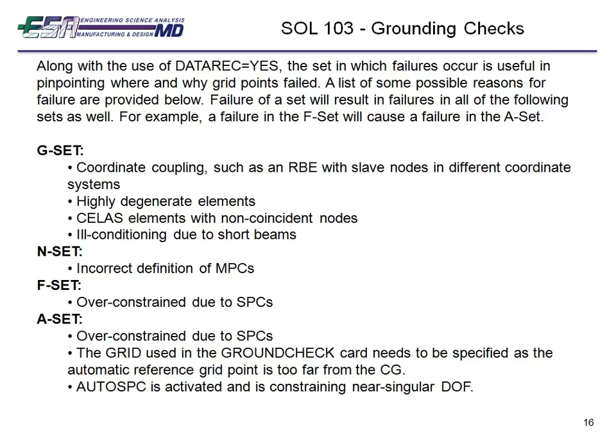Failures in the F set could be due to incorrect definition of NPCs. Failures in the F set could be over-constrained due to SPCs. And finally, failures in the A set could be either due to overconstraints due to the SPCs, the grid used by default in ground check needs to be specified because it is too far away from the center of gravity of the model, or auto SPC is activated and is constraining near singular degrees of freedom.